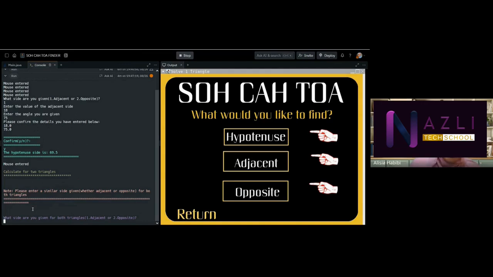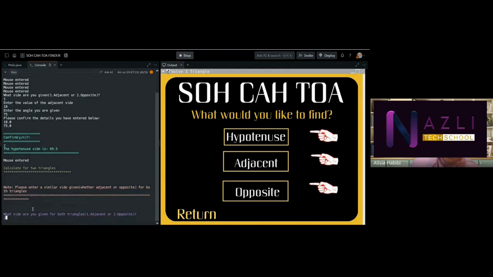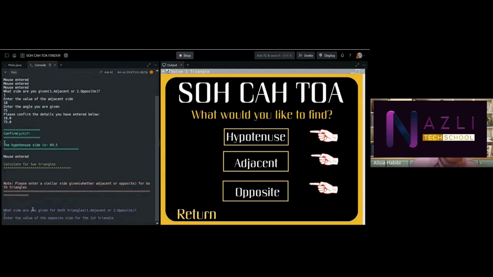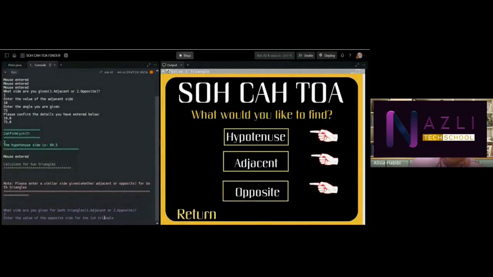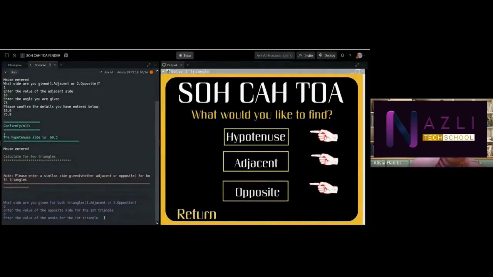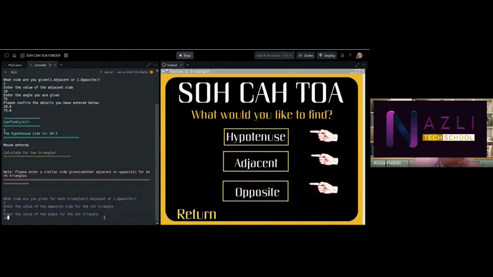So if I say I have the opposite side, it says, what sides are you given? So I'll say number 2. It says enter the opposite side of the first triangle. So let's say I do question number 4. I'm trying to solve this type of question. So the opposite side is 8 and the angle is 46 degrees. So I'm going to enter 8 and then it's going to ask me for the angle. So I'm going to say 46 degrees.